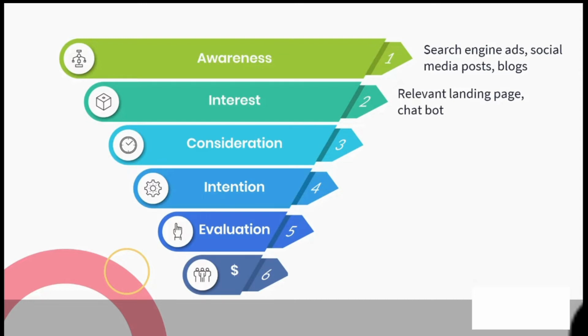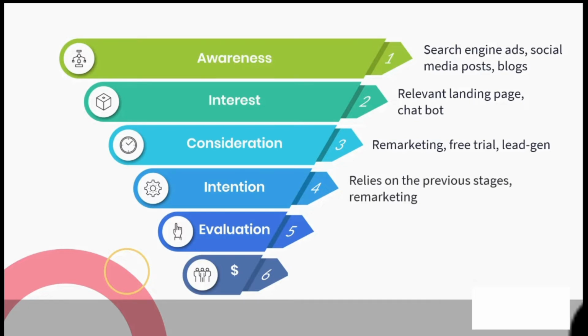During consideration, a business might remarket to everyone who has visited the site, encouraging them to act with a CTA. For example, take out a free trial, submit a form, etc. Which would lead on to intention, where someone would submit that lead or take out a free trial, and this would really rely on what the business has done in the previous stages. The audience would still likely be retargeted with ads, reminding them of the business's best features or offering.